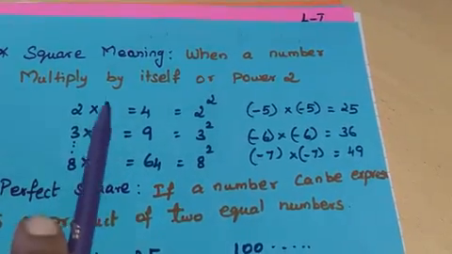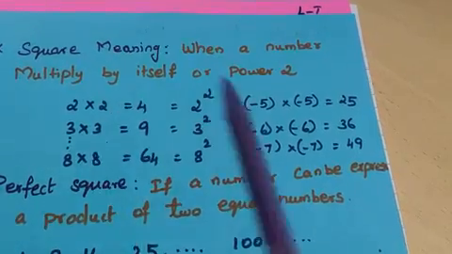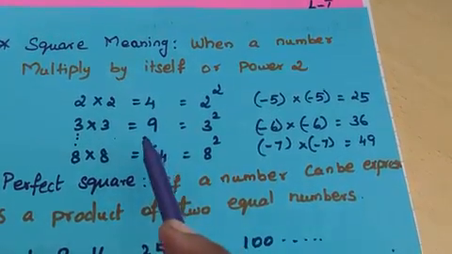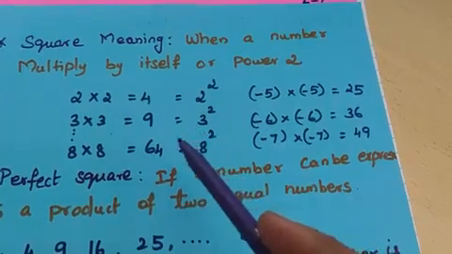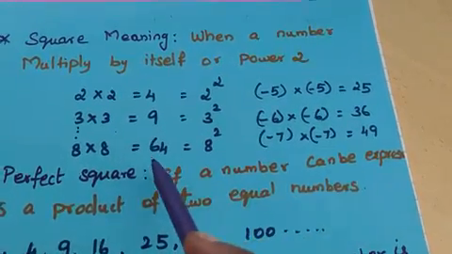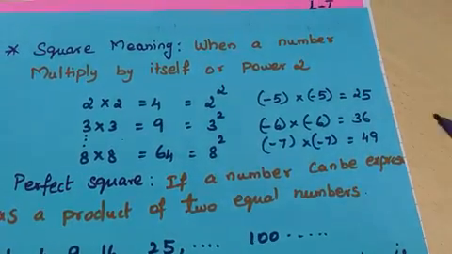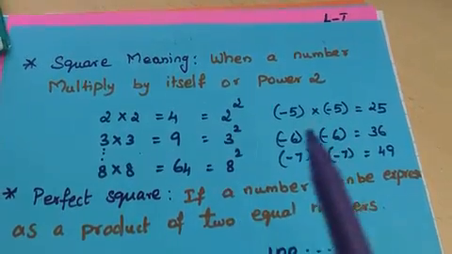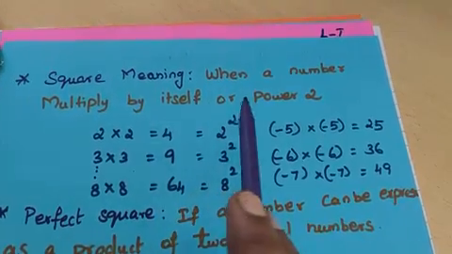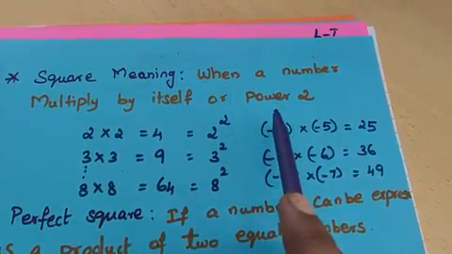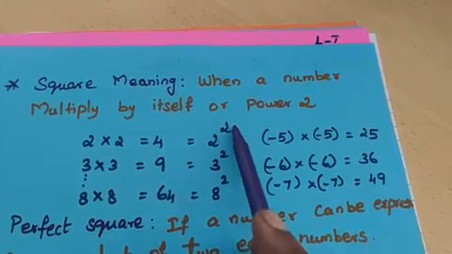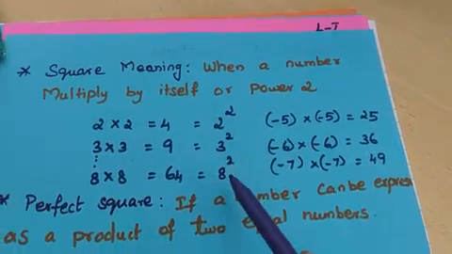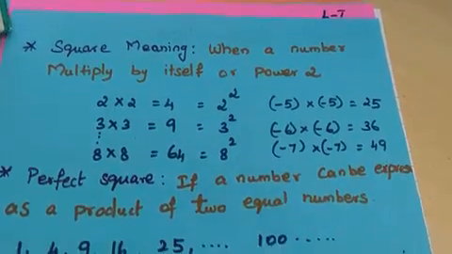So we can say, if you multiply 1 with 1, you will get 1. So 1 is a square number. The same way 4, 9, you can take 16, 25, 36, 49, 64, 81. These are the square numbers, right? So square means nothing but a number multiplied by itself. Otherwise, if you write in the power of 2, 2 power 2 is the square of 2, and 3 power 2 is the square of 3, 8 power 2 is the square of 8, like that.